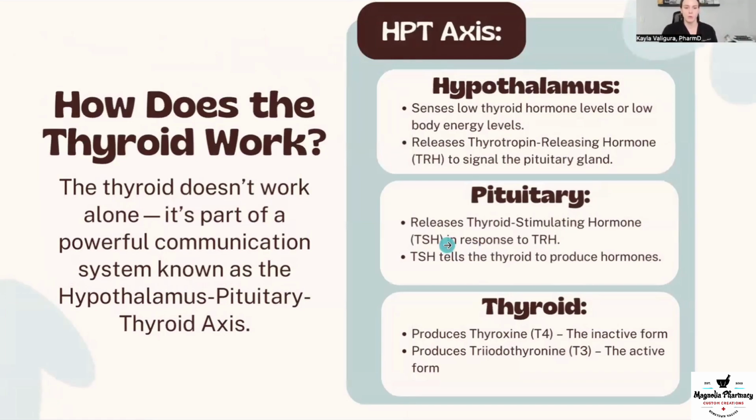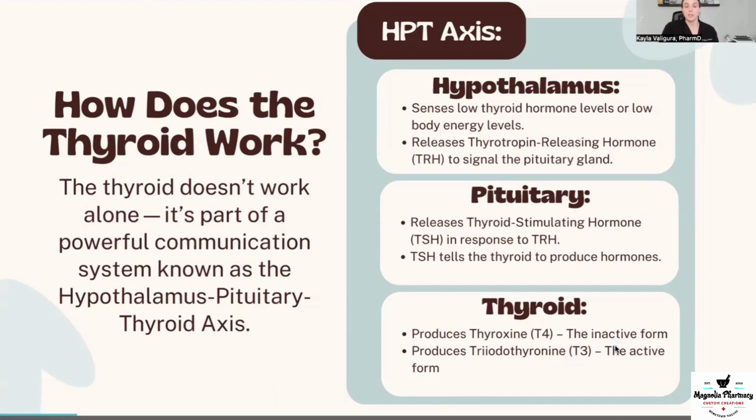So just a little bit of background, getting into how the thyroid actually works. The thyroid gland does not work alone. It's part of a powerful communication system called the HPT axis. Basically what that means is that it has a direct line, a direct communication to the brain. So walking you through it, the hypothalamus senses low thyroid hormones or low body energy levels, and it'll release thyrotropin releasing hormone or TRH to signal the pituitary gland. The pituitary gland then releases thyroid stimulating hormone or TSH, which you might be familiar with if you have been dealing with a thyroid disorder. That is a common lab value, which we'll talk about.